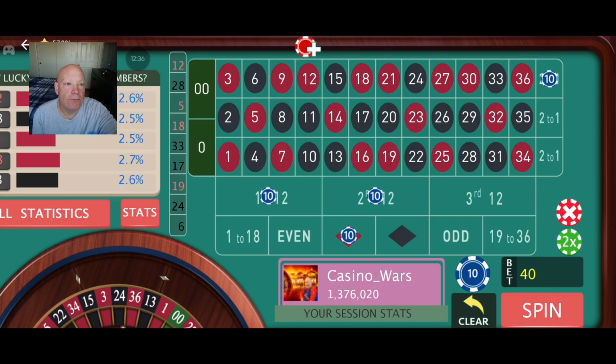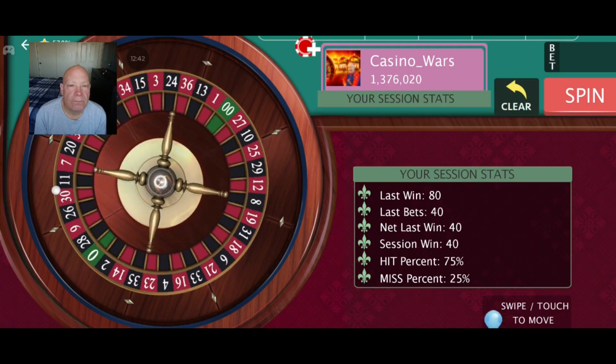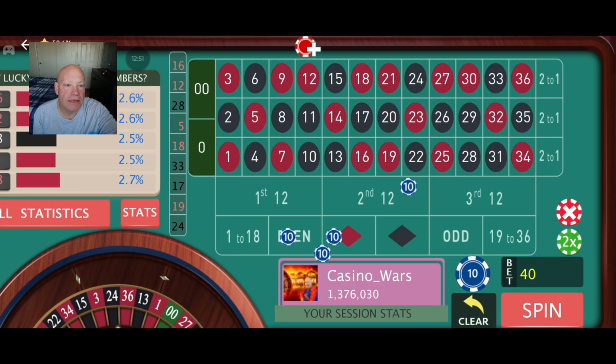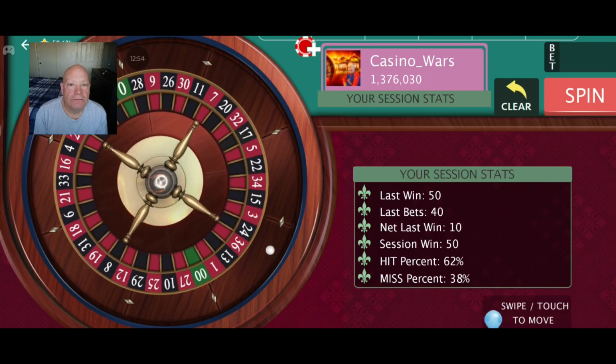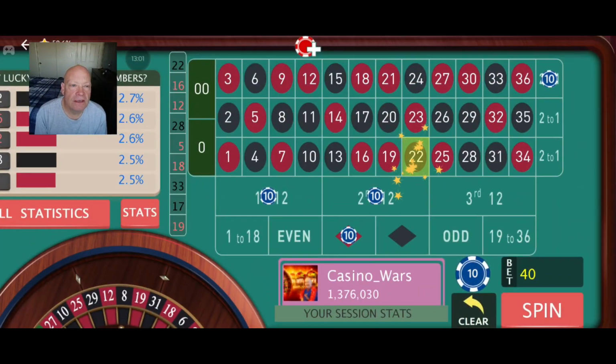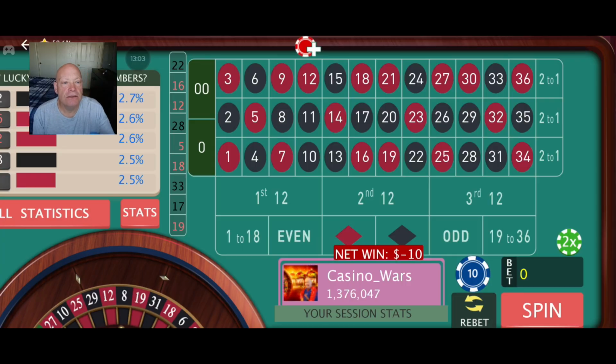Rebet, and we're going to spin. That's a 16 red. That's a 1 unit win. Rebet and spin. All right, that's a 22 black. All right, so that's a 10 unit loss.